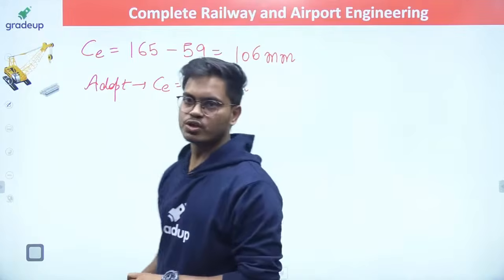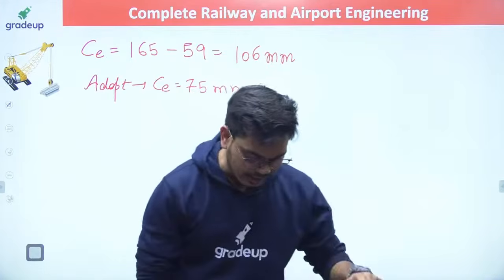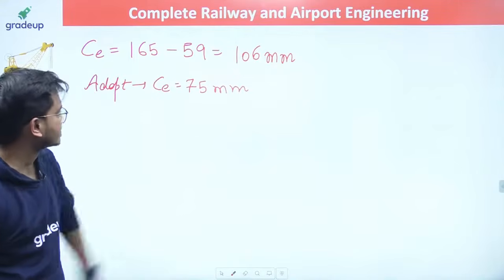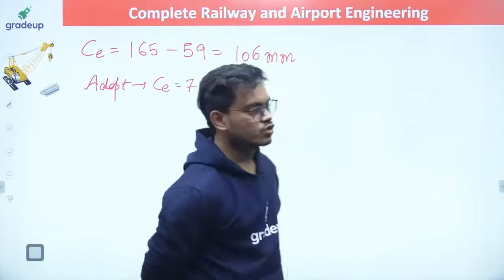Good. Very good. 106 is the right answer, which is exceeding your CANT axis limit. So what should be the value?